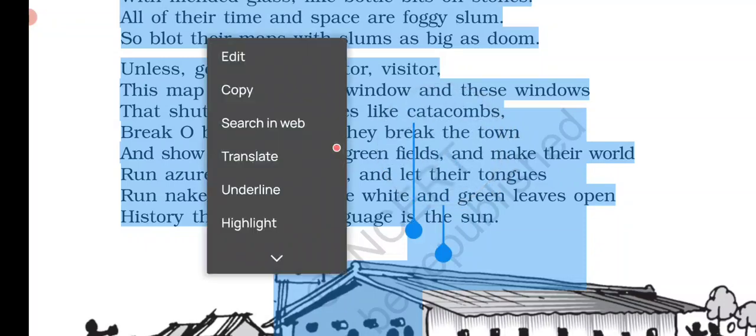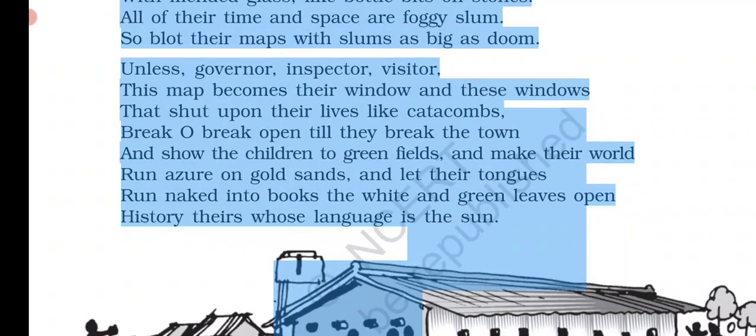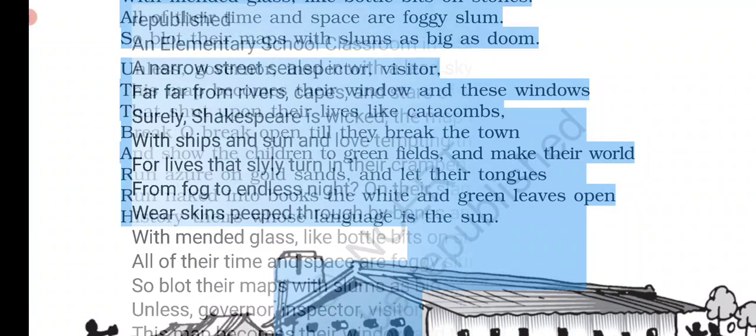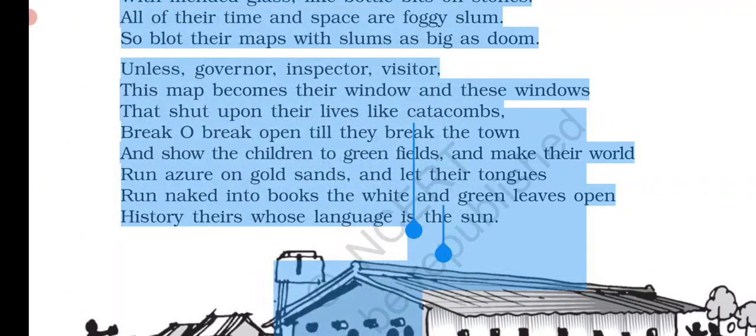So what are the poetic devices? Metaphor: we can clearly see books and nature are expressed in the form of white and green leaves, right? And then we have anaphora. You could see the use of "run". I think we discussed this in the last video.